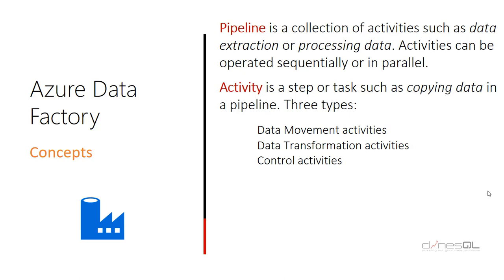If you want to invoke another pipeline or get activities executed based on another condition, then you have to use control activities. If you go into the Author tab, you can see all these types of activities, and then you can use them for configuring your pipeline.